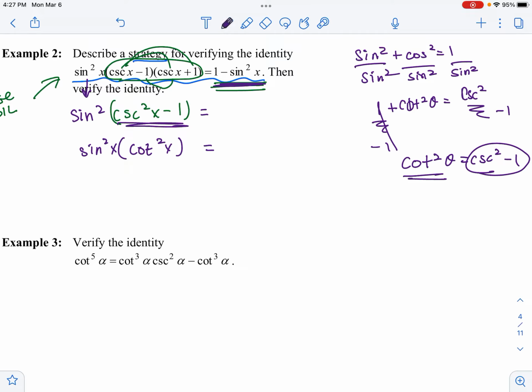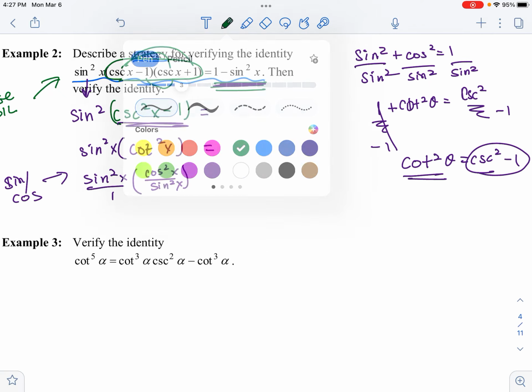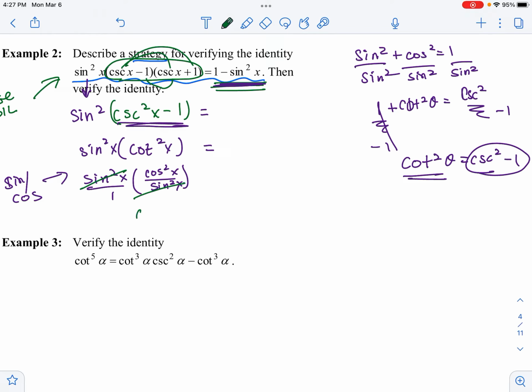So I don't have reciprocals of each other, so I'm going to put them in terms of sine and cosine. Sine squared is already in terms of sine, but cotangent squared x is cosine squared x over sine squared x. What do you think is going to happen with sine squared divided by sine squared? It's 1. Look, I can cancel these, so I end up with cosine squared x.